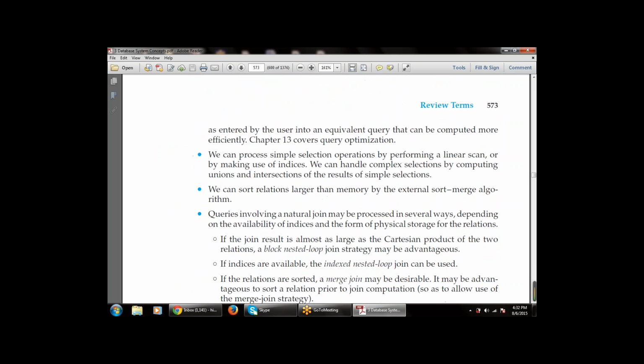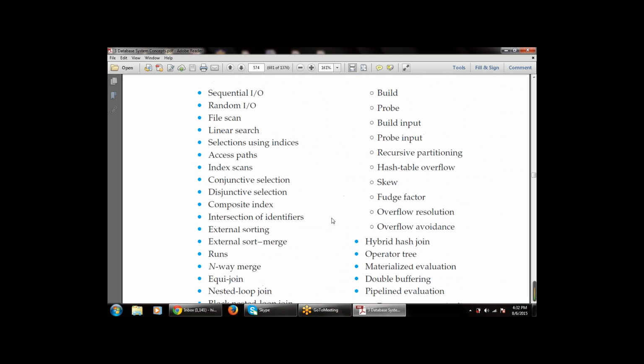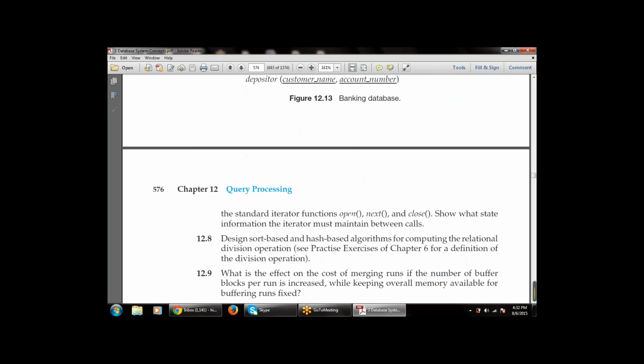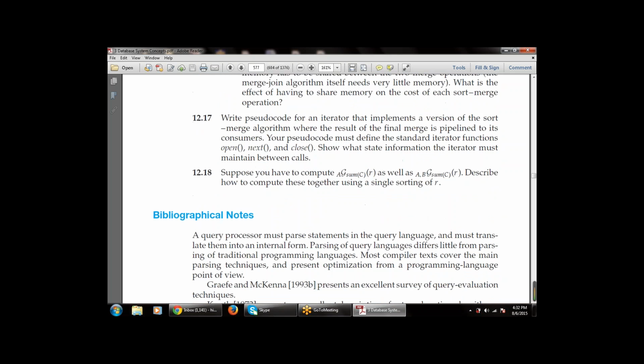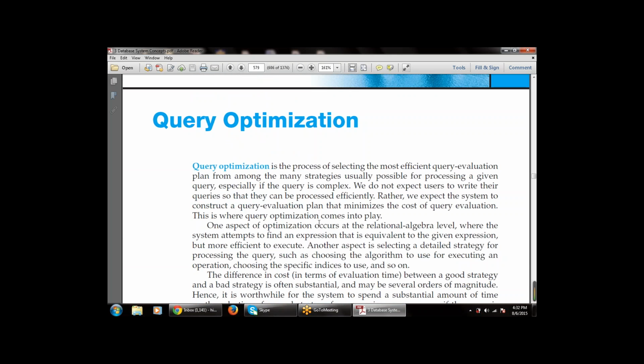Then we have finished this chapter, and we started with the chapter on query optimization. The method is used for optimizing the query. That is the process of selecting the most efficient query evaluation plan among the various strategies that are available for processing a given query, especially if the query is complex. So whenever the query is complex, query optimization is used.